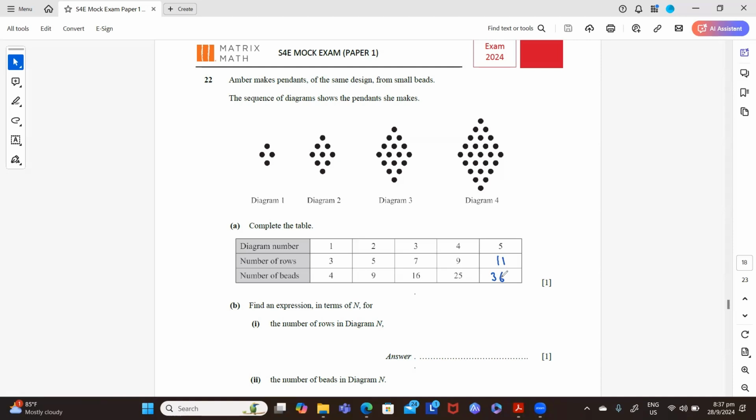Okay, find the number of rows in diagram n. Okay, so firstly, let's write the formula out. You start off with the number 3 plus n minus 1 times the difference, the difference being 2. Okay, so let's create the formula first. So it's 3 plus 2n minus 2, which is 2n plus 1. So if it's diagram n, just replace n with the capital N. So when n equals n, the answer is simply 2n plus 1.